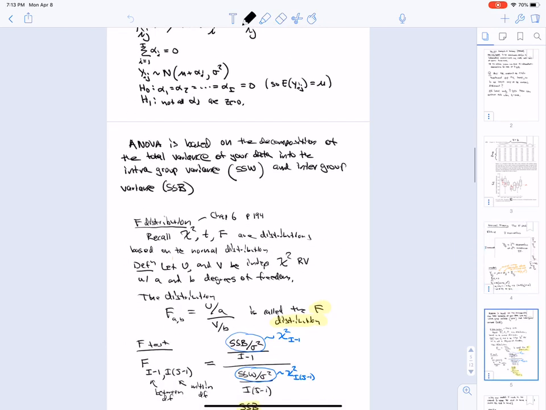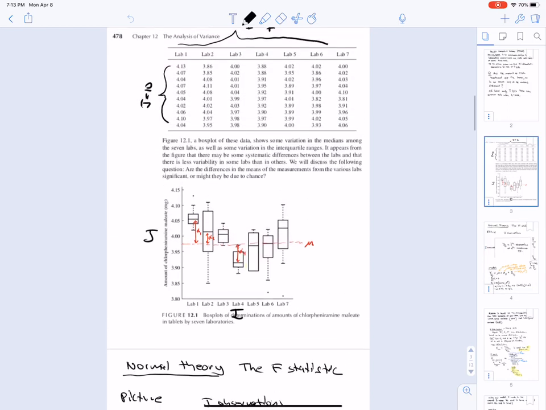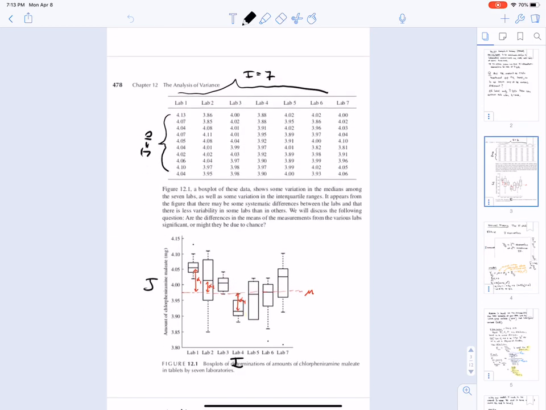So now ANOVA is based on the decomposition of the total variance of your data into the intragroup variance, or SSW, and the intergroup variance, SSB. So in this picture here, okay, now the concentration values for all the 7 labs, there is variance in those values. So that variance, I would call the sum of squares total.